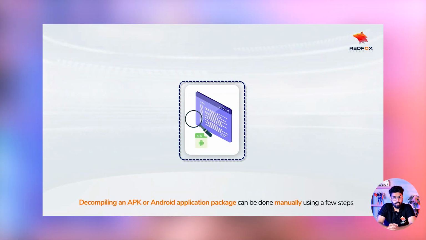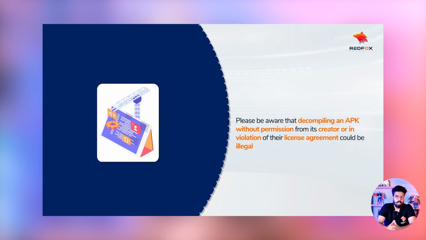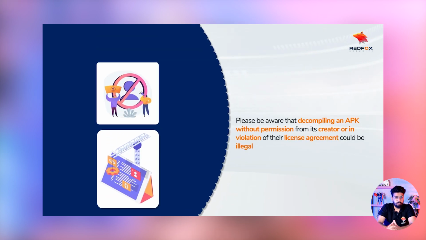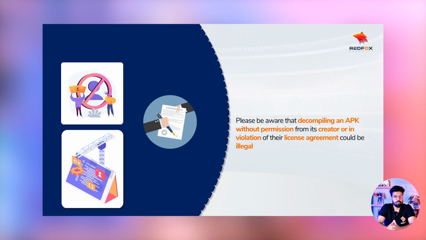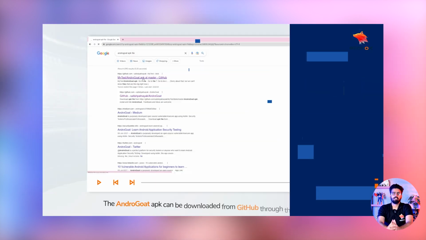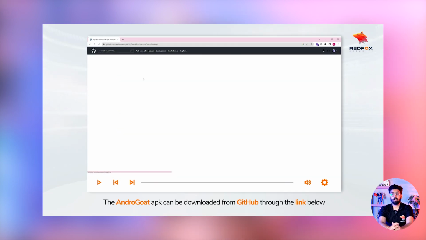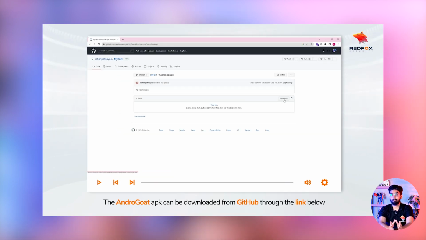Now let's discuss manual decompilation. Decompiling an APK, or Android application package, can be done manually using a few steps. Please be aware that decompiling an APK without permission from its creator or in violation of their license agreement could be illegal. The Android APK can be downloaded from GitHub through the link below.